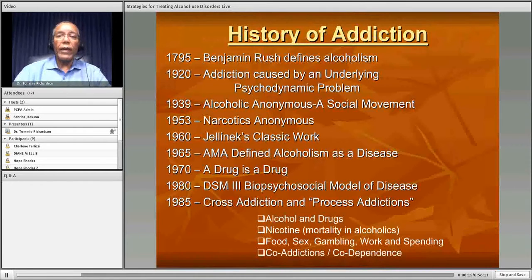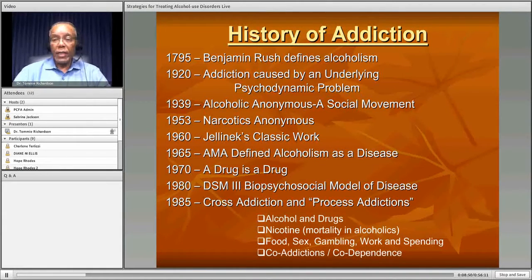The history of addiction. Benjamin Rush defined alcoholism back in 1795. And it was in 1965 when the AMA defined alcoholism as a disease. And in 1980, the DSM-3 described addiction as a biopsychosocial model of disease. And as you can see, in 1985, cross addictions came to the forefront.